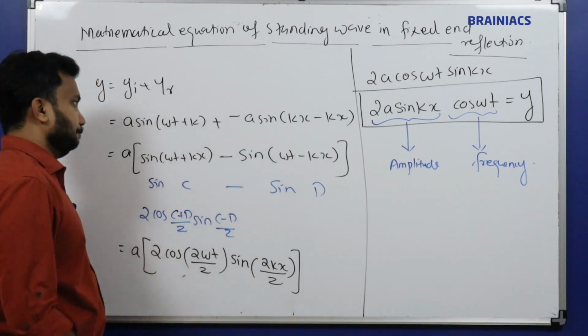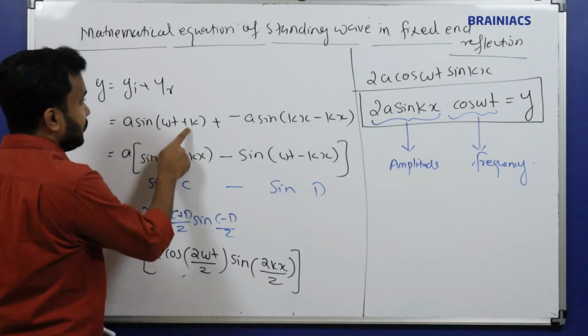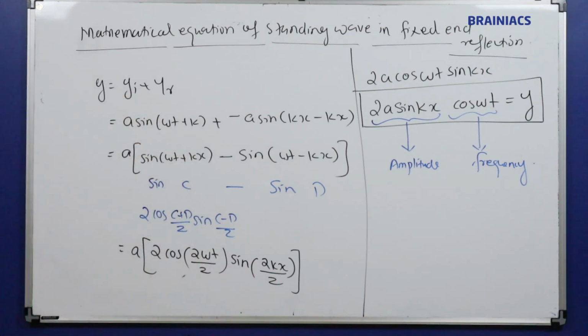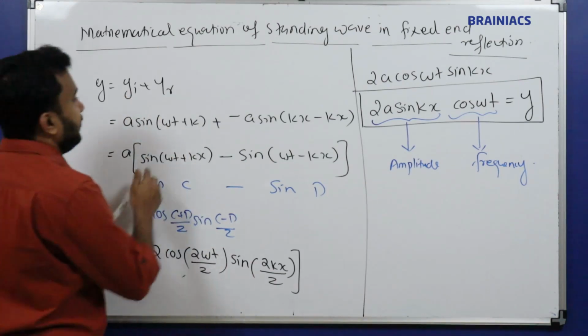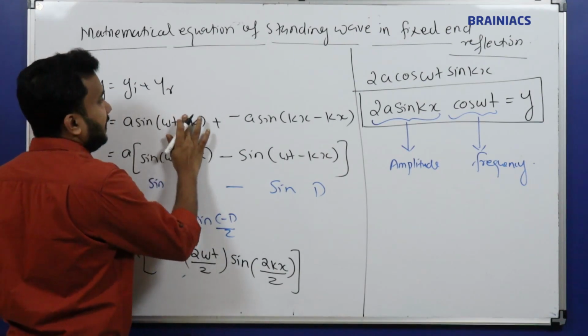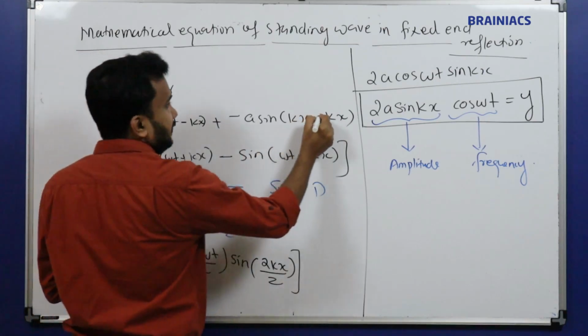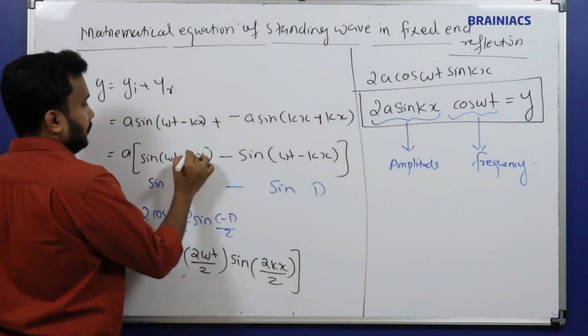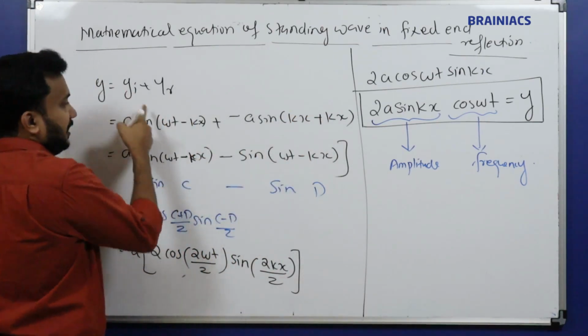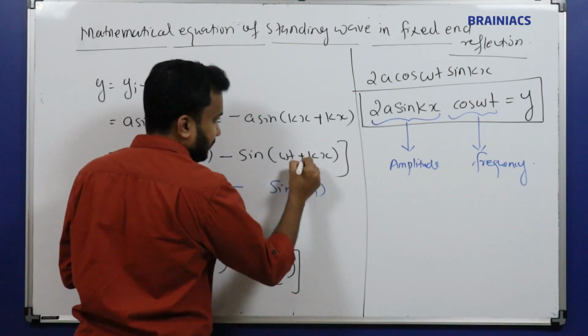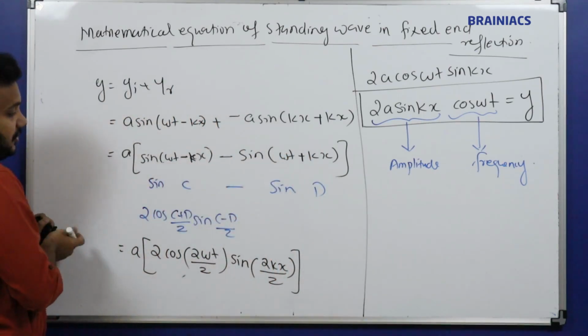There is a mistake in this. That is what the mistake is: y i is omega t minus kx itself. Okay, so let me correct it. Here it is omega t minus kx, and y r is plus. So this is minus and this is plus. So there will be changes in this.